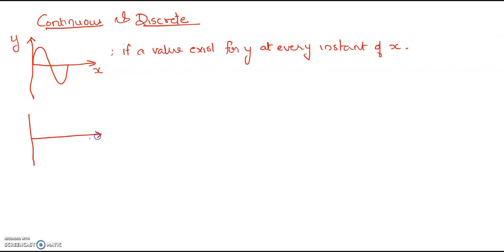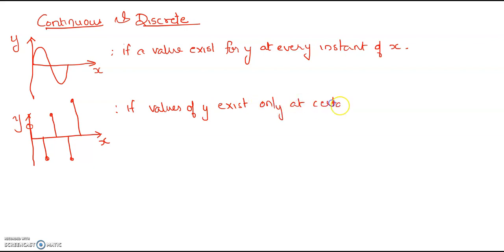When you look at a discrete signal, again if you write it as x and y, you will have the values of y only at certain points of x. So if values of y exist only at certain points of x, then it will be known as discrete. So this can be the explanation for a continuous signal, and this can be the explanation for a discrete signal.